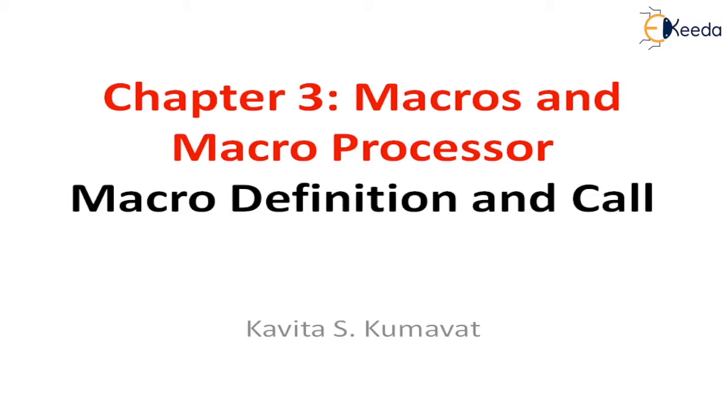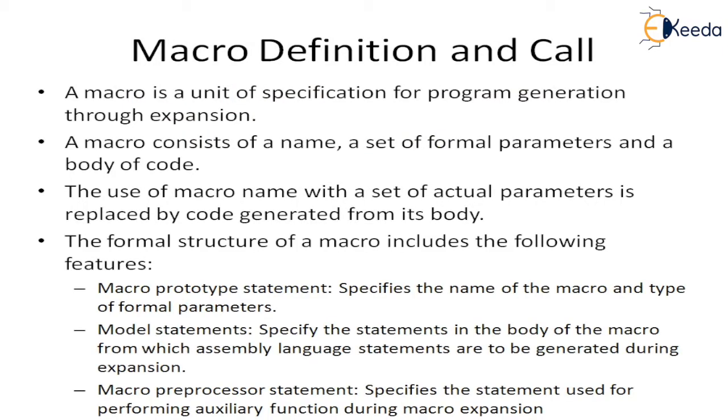So macro definition and macro calls: a macro is a unit of specification for program generation through expansion. A macro consists of its own name, the macro name, a set of formal parameters which are useful for creating that particular macro, and the body of the code, which is the actual logic under that macro. The use of the macro name with a set of actual parameters is replaced by the code generated from its body, which is normally called a macro definition.